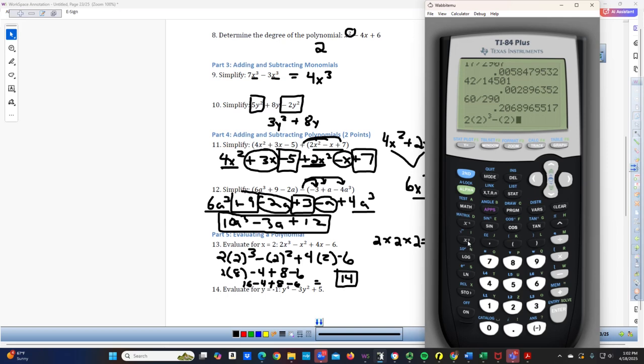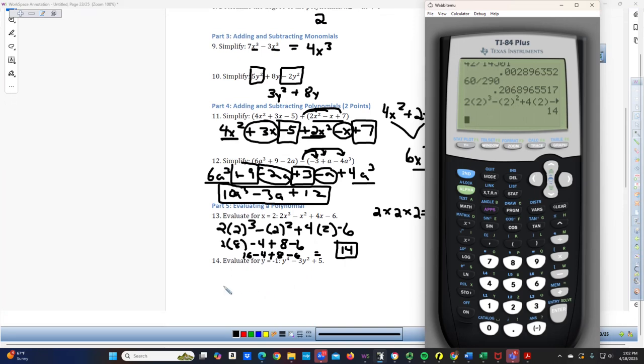And then when I just want to square, your x squared button is there. And you notice it automatically drops you back down. And then plus 4 times 2. And then minus 6. Right? And you get the same solution, 14.